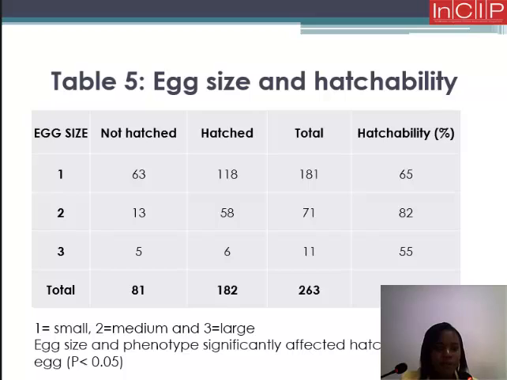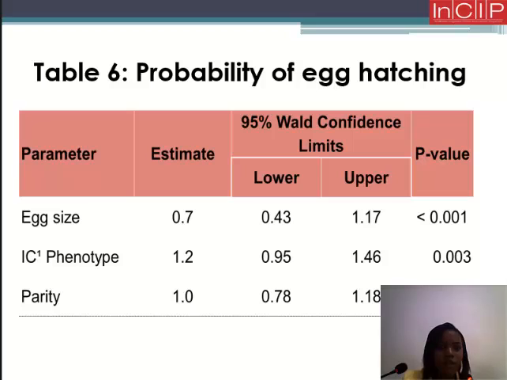So egg size and phenotype significantly affected hatchability of an egg, as the p-value was less than 0.05. So this table is used to predict the probability that an egg would hatch. As we can see, the egg size could be used to predict the hatching of an egg, as the p-value was less than 0.001. And the phenotype was also used to predict the probability that an egg would hatch, while parity had a 50-50 chance of being used to predict it.